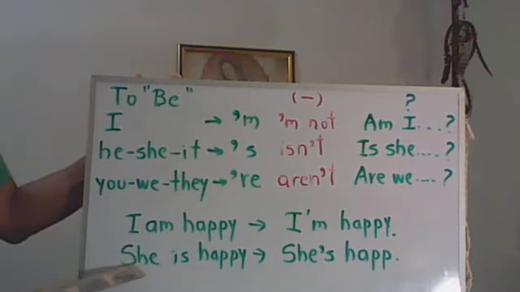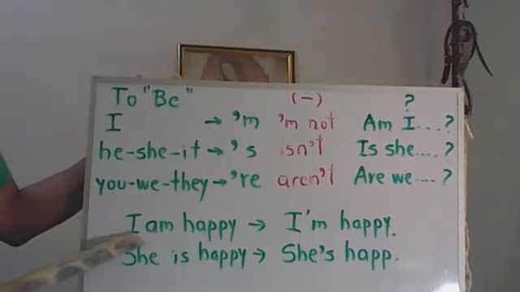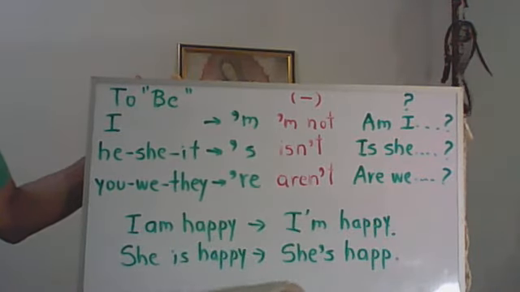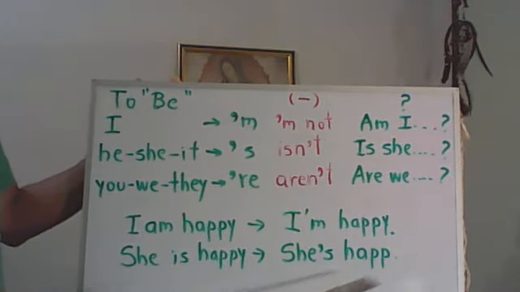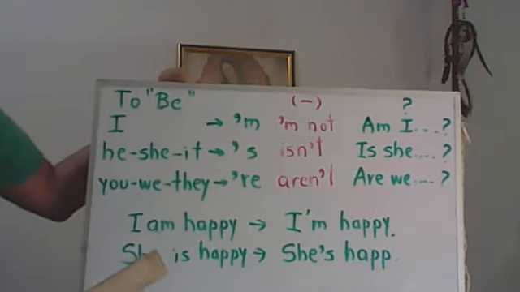Remember this sentence, for example: I am happy. But when we use she, we change am for is. She is happy. And the contractions are very easy. I'm happy. She's happy. Okay? And that's all.